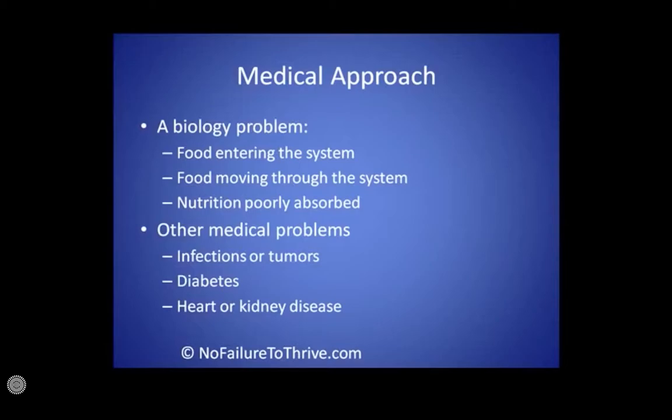The first thing they're going to look for is, is it a biological problem, and they're going to look at things like is food entering the system. A child with a cleft palate or a cleft lip may have difficulty eating and drinking appropriately. So the first thing they're going to do is check is food entering the system, and is food moving through the system, and that relates to is there a blockage in the esophagus and the stomach and the intestines? Is nutrition poorly absorbed? And they'll do some measurements about that.